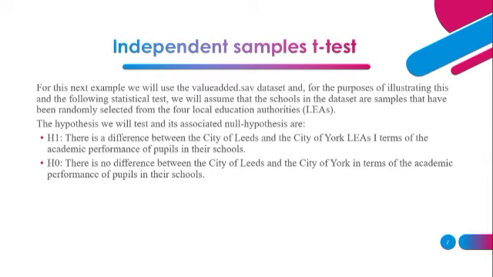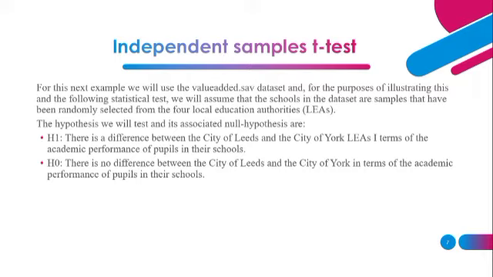The next is the independent sample t-test. For this next example, we will use the evaluated .sav dataset, and for the purpose of illustrating this and the following statistical tests, we will assume that the schools in the dataset are samples that have been randomly selected from the four local education authorities, or LEAs.